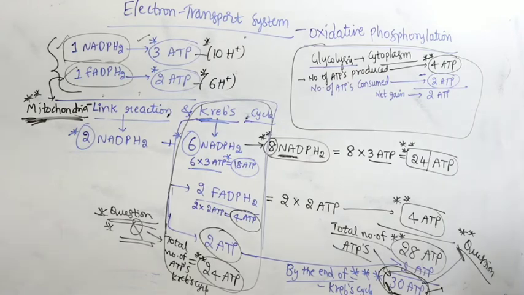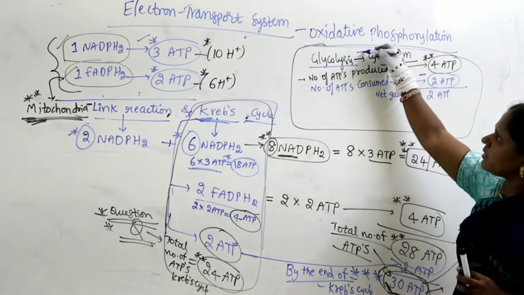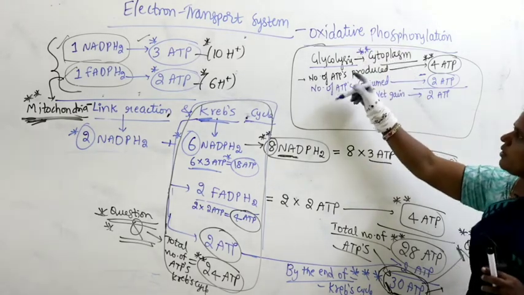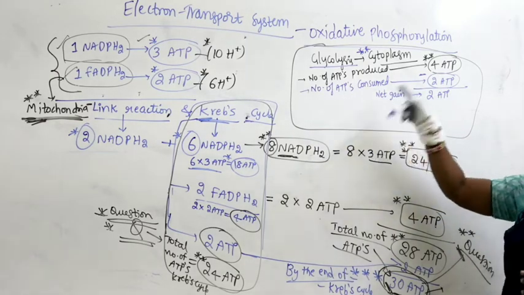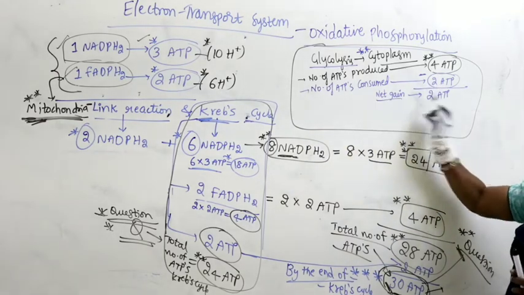You remember we discussed this. I think you have full clarity in your mind. I hope you are following carefully, right? In glycolysis, it happens in the cytoplasm, where the number of ATPs produced is 4 and the number of ATPs consumed is 2. So, the net gain is 2 ATP.